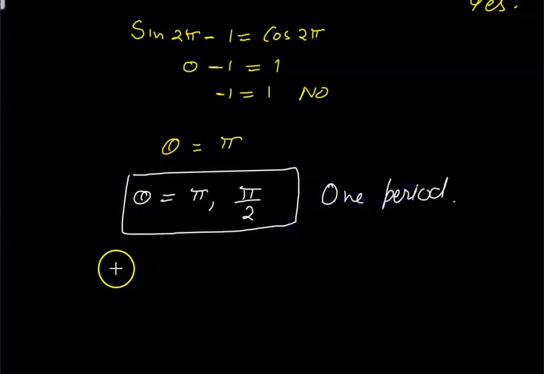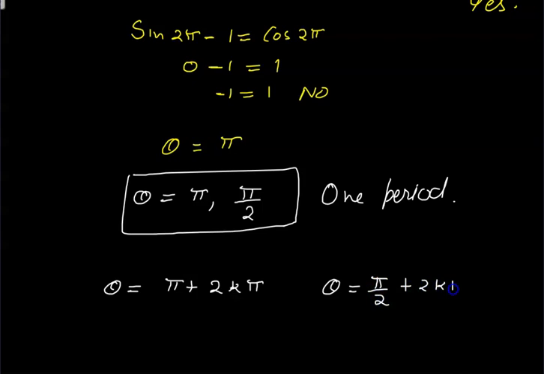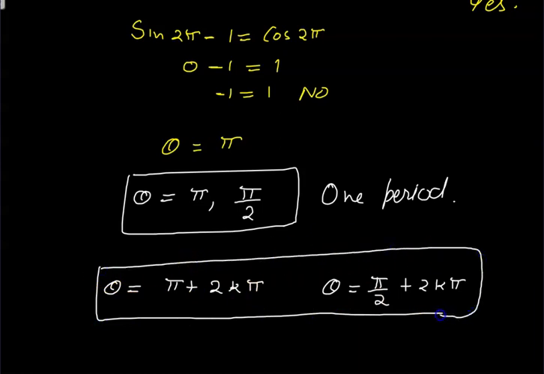And if you want to write the general solution, we just add 2k pi. Since the period of sine and cos is 2 pi, we are going to add the multiple of 2 pi, which is 2k pi. And the other solution is pi over 2 plus 2k pi, where k is any positive or negative integer. So this is the general solution, which represents all the solutions.